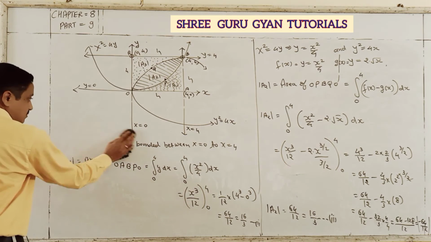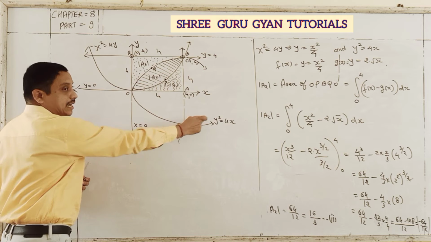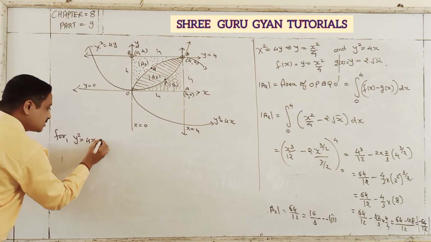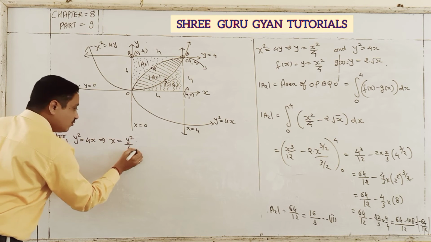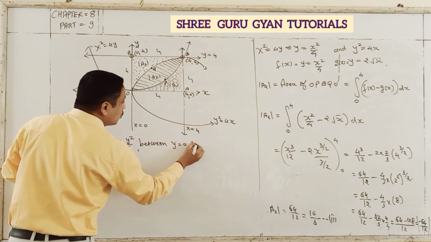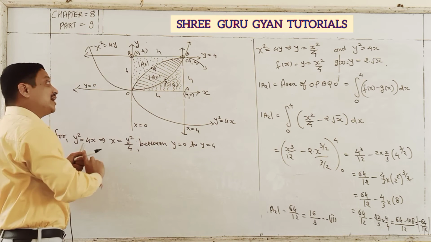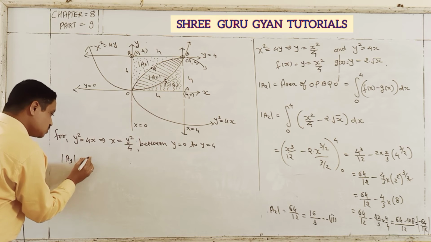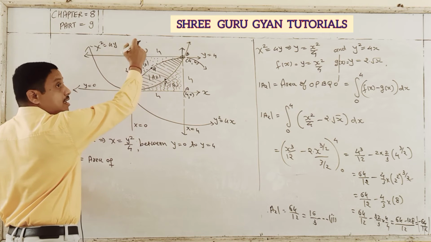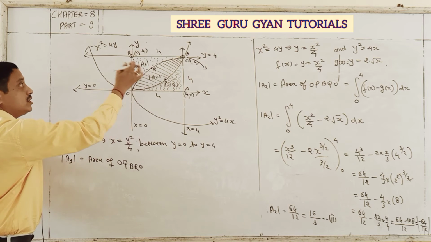So my third area, A3 area, is bounded by this curve, I mean y square is equal to 4x. So for y square is equal to 4x, you will separate x, which is y square by 4, between y is equal to 0 to y is equal to 4. I again repeat, why I am taking it, it is lying on the y-axis, my A3 area. So area of O, Q, B, R, O.